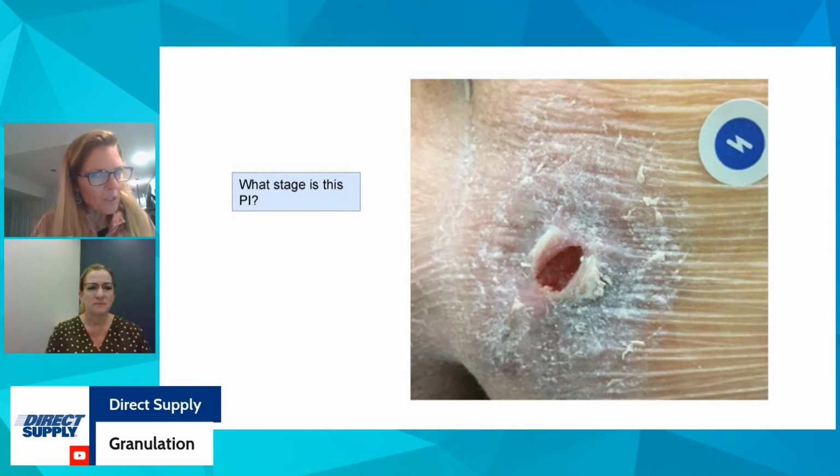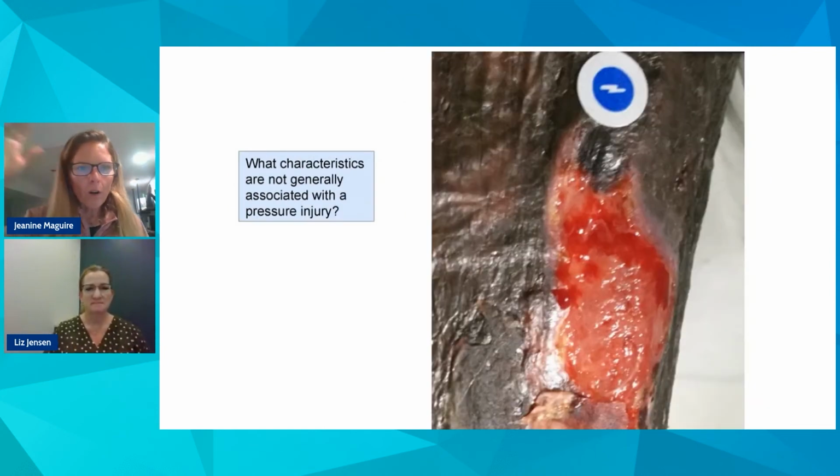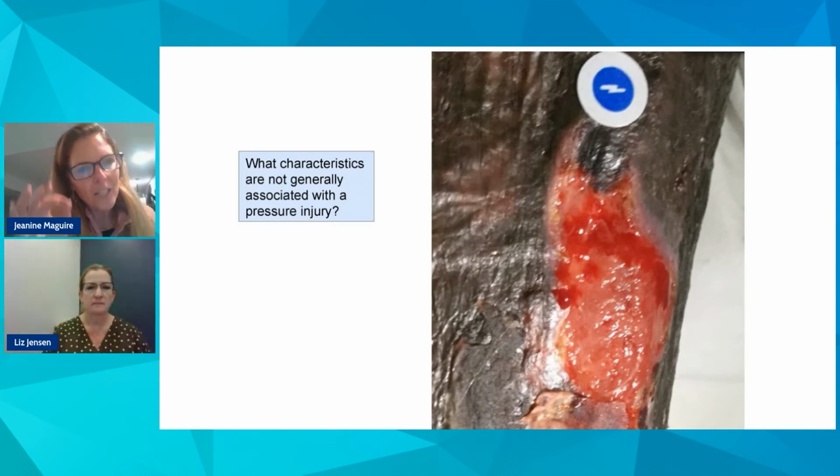And for sake of time, I'll just tell you, this is a stage 3, 100% granulated stage 3 pressure injury. Now, I just want to show you this one because sometimes we call everything pressure. Our federal guideline says that if something has some characteristics of a pressure injury, but is not a pressure injury, don't call it pressure, but you need to explain the rationale in your documentation. So you want to think about that.